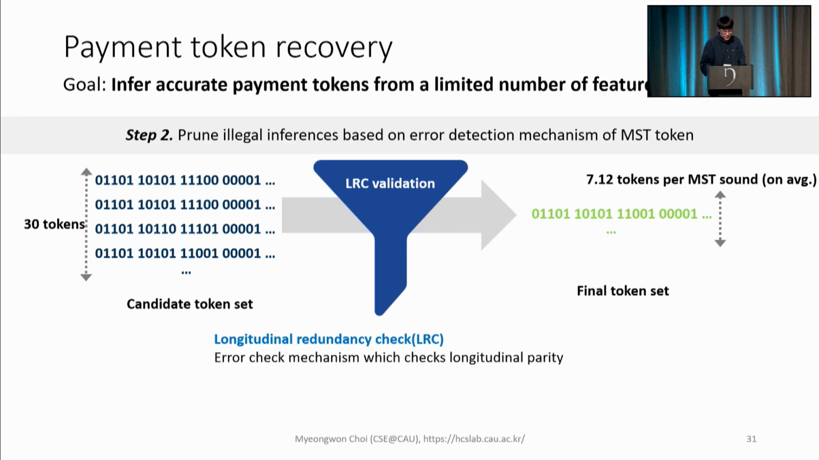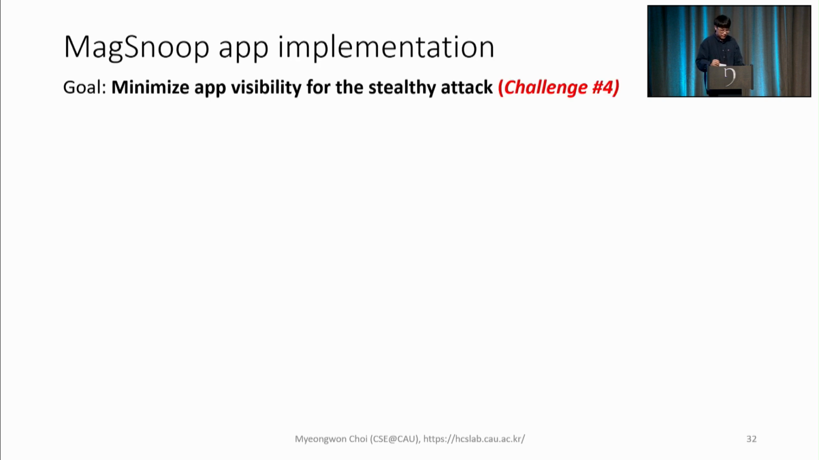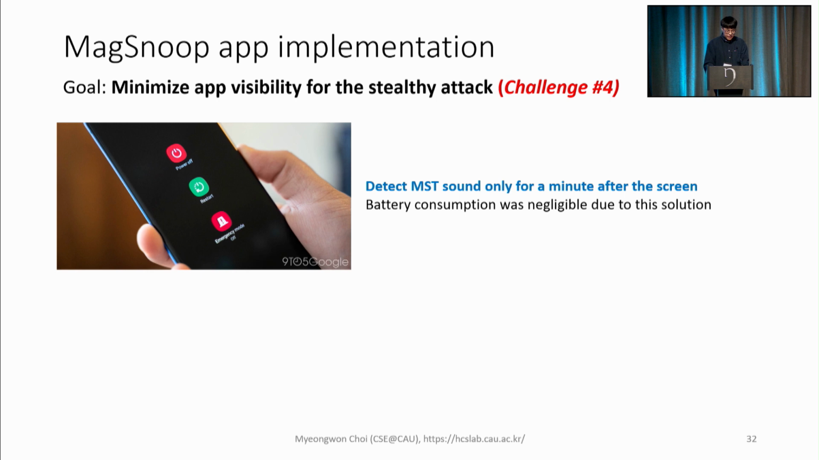Throughout this process, the number of regional tokens is significantly reduced to about 7.12 tokens per MST sound on average. After all, the application responsible for detecting the MST sound must act furtively. We use 2 methods to minimize the user's awareness of the application.